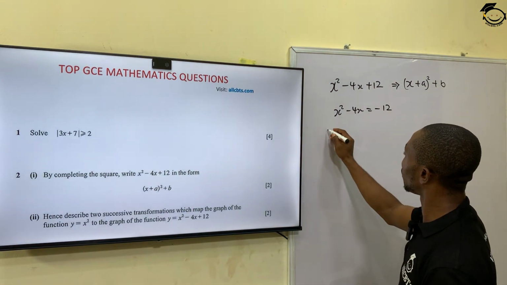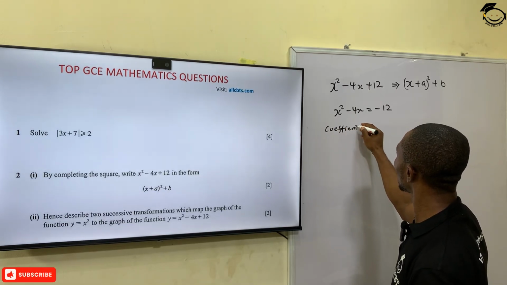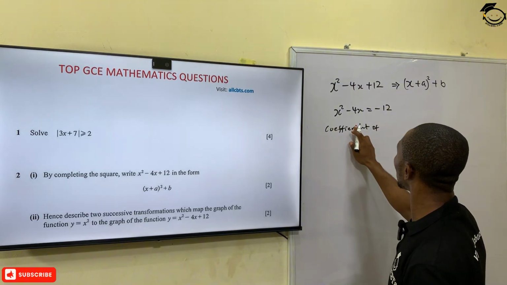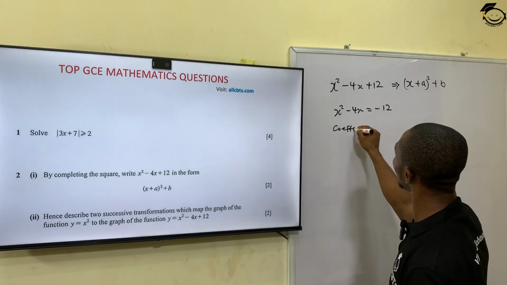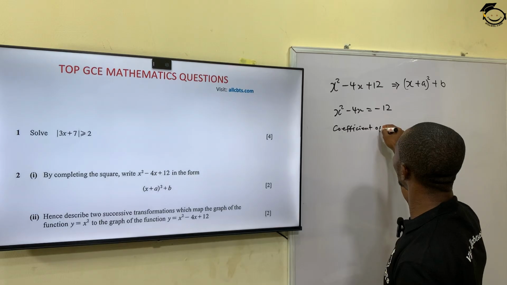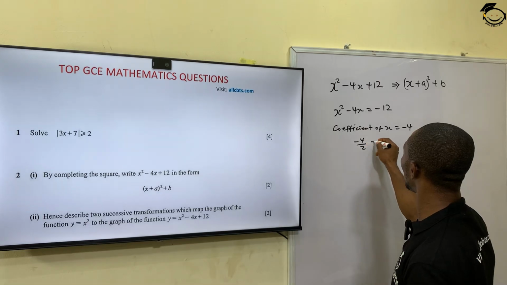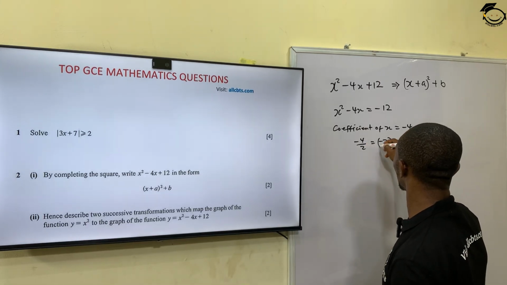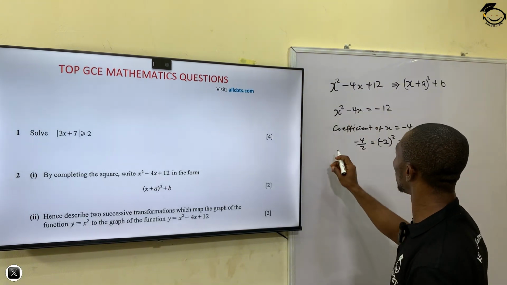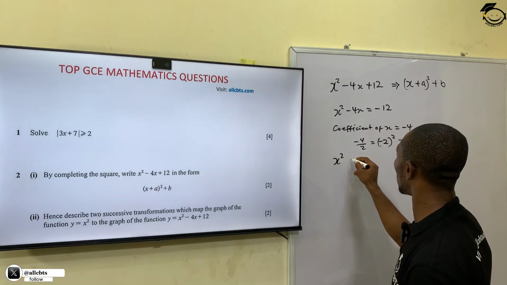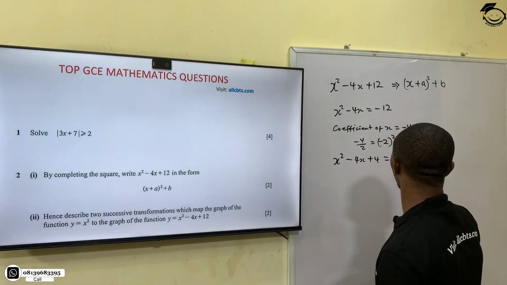So our coefficient of x is minus 4. All right, so if we divide minus 4 by 2, that gives us minus 2. So we square it, that will give us 4. All right, so introducing 4 into this equation, that becomes x squared minus 4x plus 4 equals minus 12 plus 4.